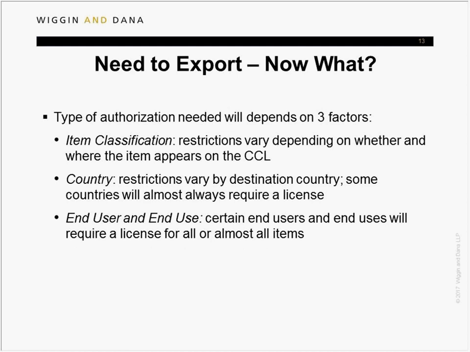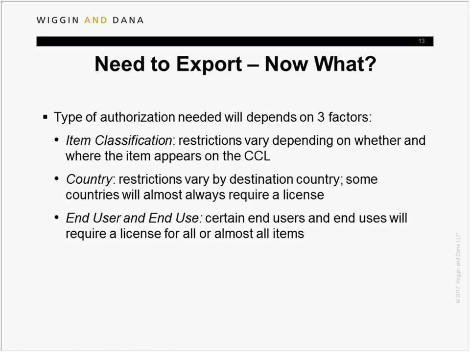Whether you need a license or not really depends on three factors. The classification of the item, which means where the item is described on the CCL, on the Commerce Control List, the big list I mentioned of items. But it also depends on the country that you want to send the item to. Sometimes you need a license for one country, but not for another country. So the classification and the country both count.